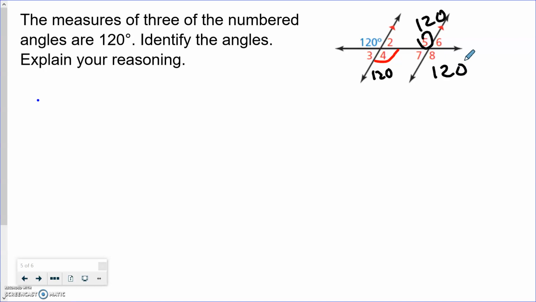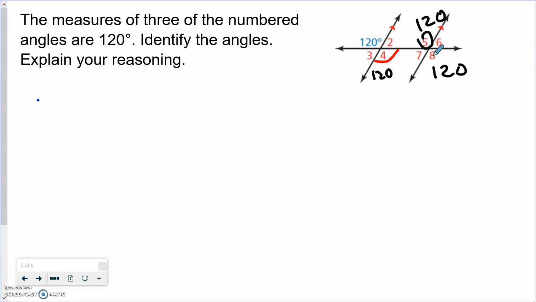That's not the only way we can do that. There's a number of ways. Notice that angle 5 is corresponding to the 120, so that's how we can get that as 120. Angle 8 is vertical to angle 5, so that's another way we can get the 120. We can use multiple rules to come up with the same result.